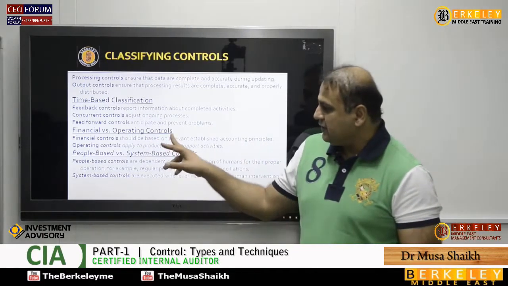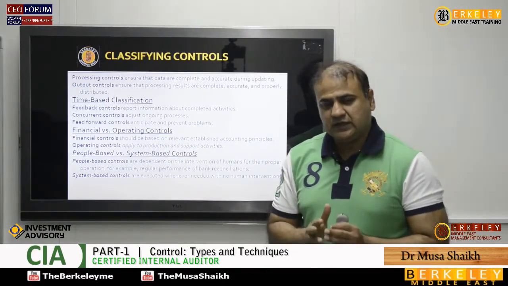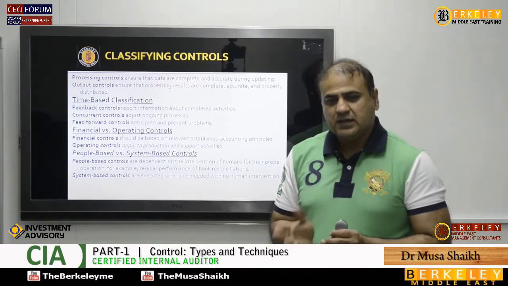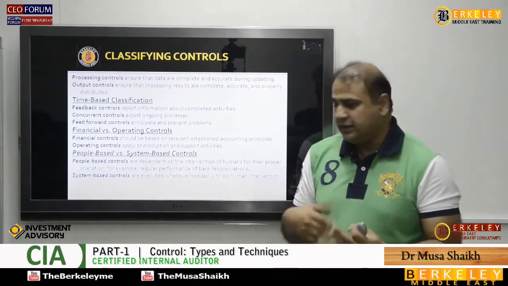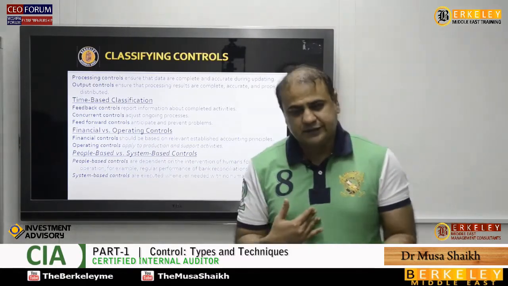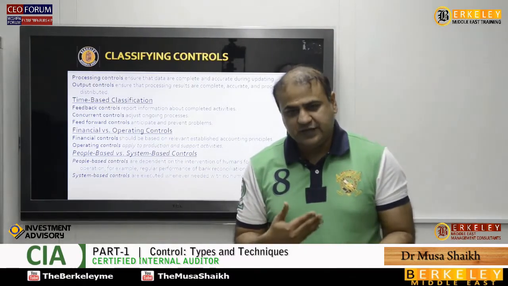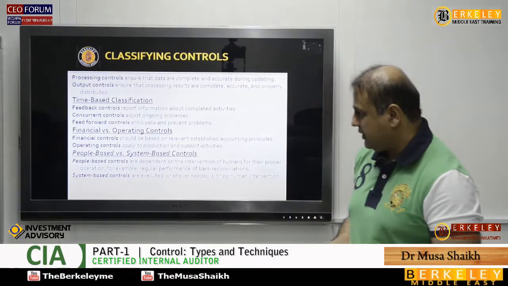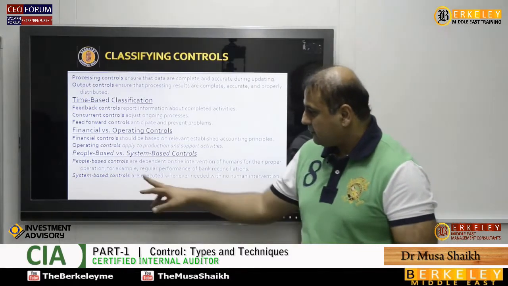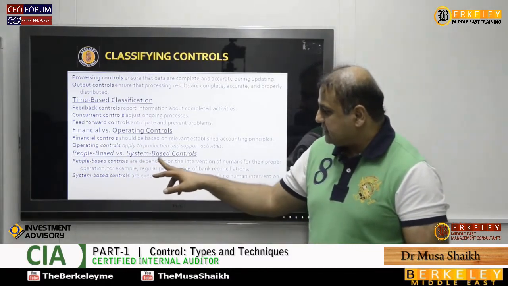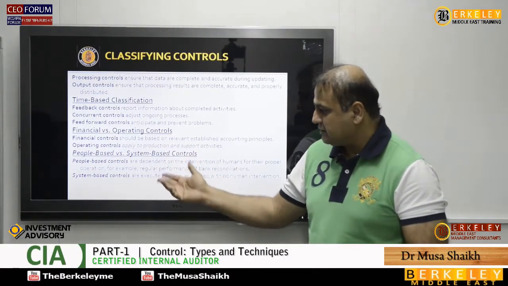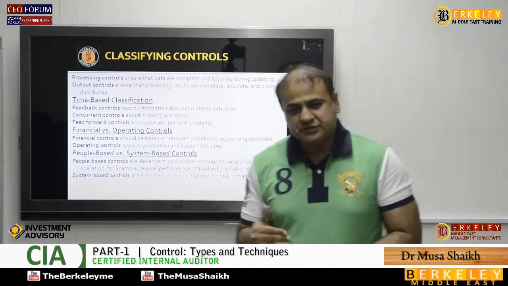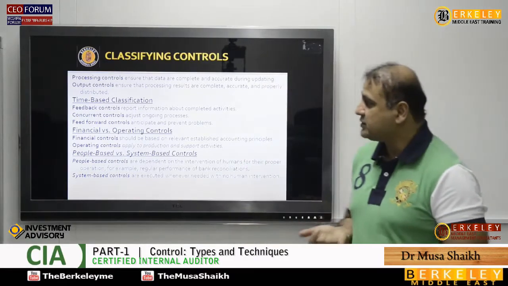We can classify financial versus operating. Financial controls are money based, and operating are day-to-day production, sales, in terms of purchase, in terms of quality assurance. Then people based versus system based. People means more human, you need one kind of control, and if there is more machine, you need another kind of system controls.